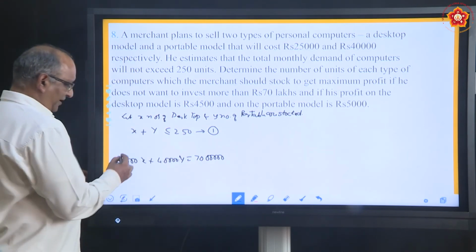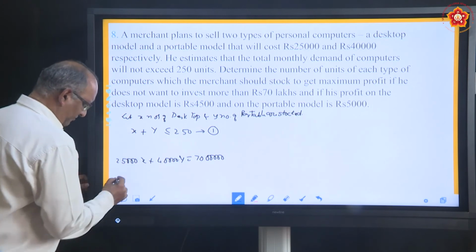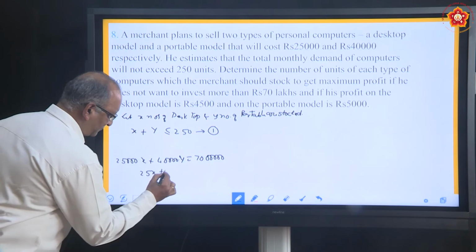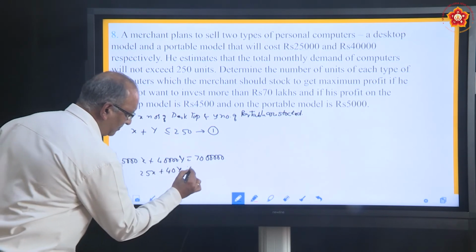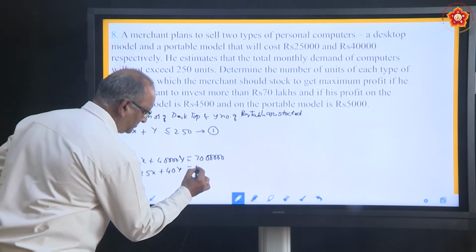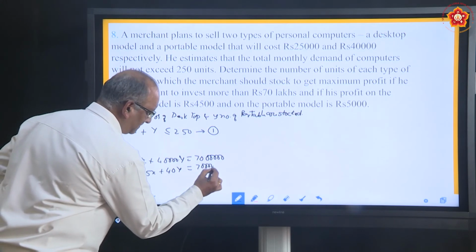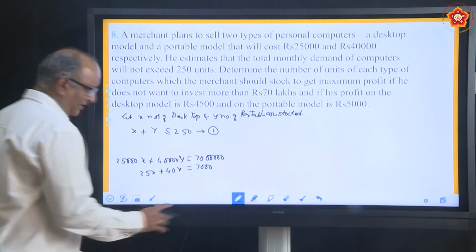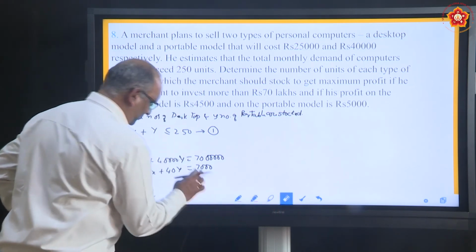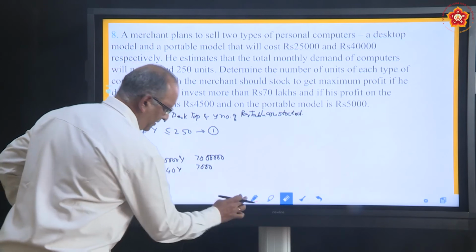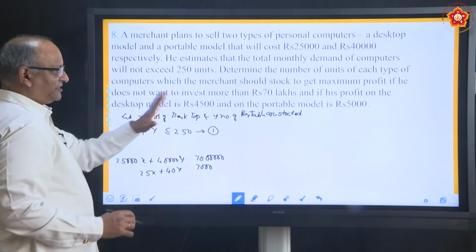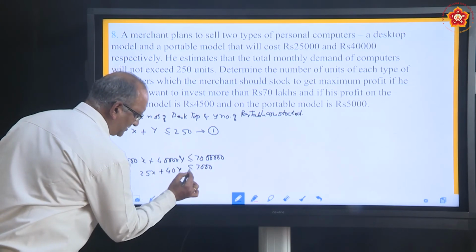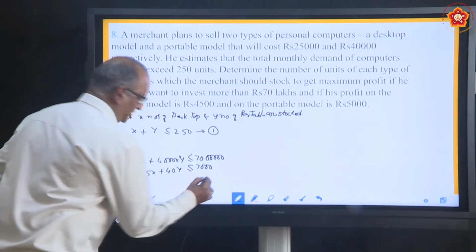This we can simplify, just divide by 1000, it will become 25x plus 40y equal to 70,000. Yes, this is not equal to, but it is less than or equal to. Why? Because the investment is maximum 70 lakhs, so it is less than or equal to. This is the second one.